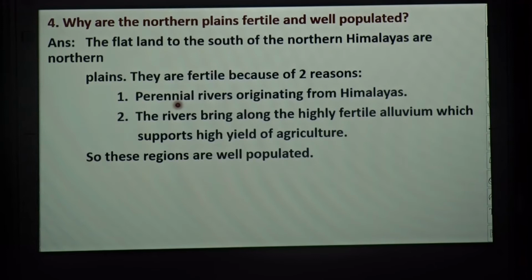First one is because of the perennial rivers. The perennial rivers will give water throughout the year. The second one is these perennial rivers bring highly fertile alluvial soil. Through the flow, it will bring the alluvial soil which supports high yield of agriculture. So these are the reasons why these northern plains are well populated. Understood, children? Now we are moving to detailed answers.